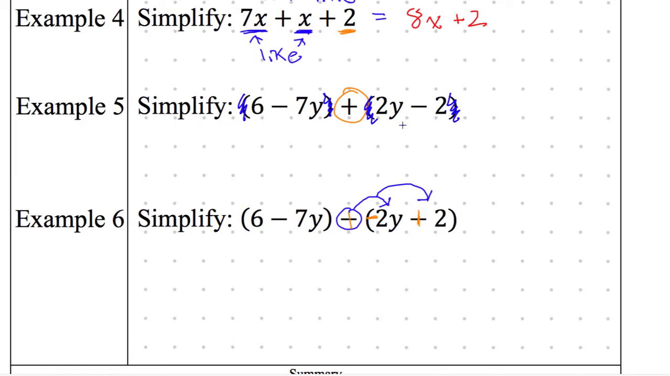Who would like to take a shot at example number 5? I see 1 hand. I see 2 hands. I see 3 hands. I see 4 hands. I'm going to wait for 5 hands. All right, Jessica.